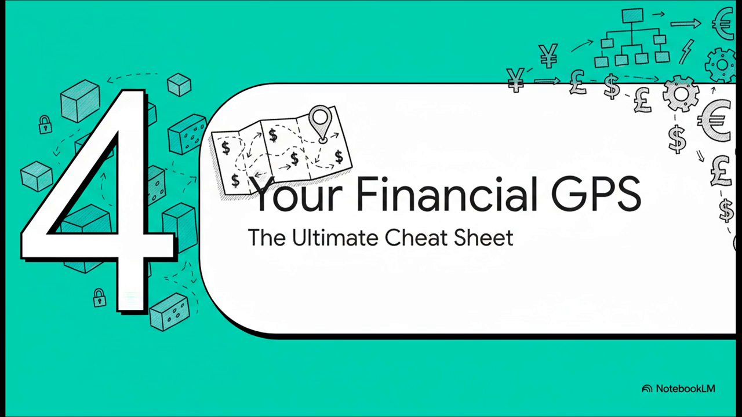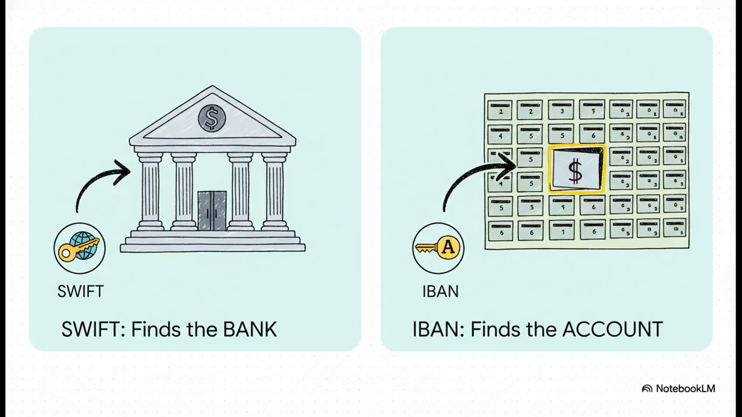Okay, so let's put this all together. Think of this as your ultimate cheat sheet for navigating these codes, your own personal financial GPS. Here is the absolute simplest way to remember the difference. A SWIFT code gets your money to the right bank, the building. The IBAN gets it to the right account, the specific mailbox inside that building. It's that simple. And that's exactly why, for a lot of international transfers, you're going to need both of them.